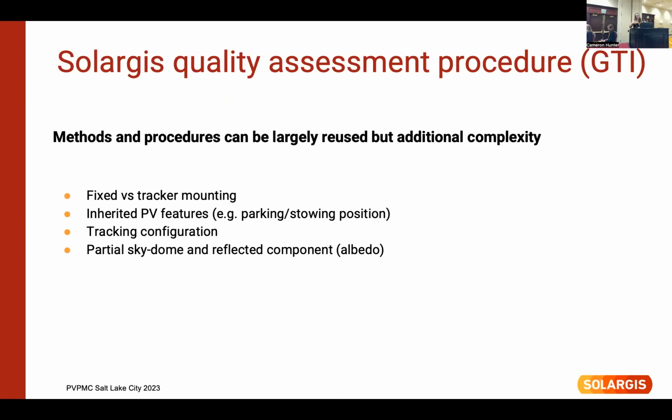So we can base our quality control on these parameters mentioned before. But there is additional complexity, of course. And what is it? So GTI, you can have fixed or tracker systems. You can have some inherited PV features, for example, parking or stowing position, because the instruments can often be installed on PV panels. So they inherit the behavior of them. Then you need to take into account tracking configuration, which actually doesn't need to be really correct.